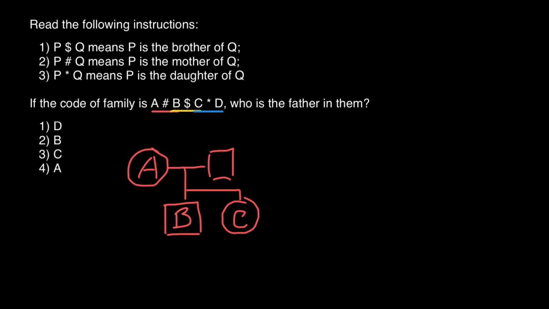D can only be her father and no one else, because at the beginning we know that A is a mother of B, B is a brother of C, and C is a daughter of D, so it can only be her father. Our question: who is the father in them? Our answer is going to be 1. So D is going to be the father in this family.